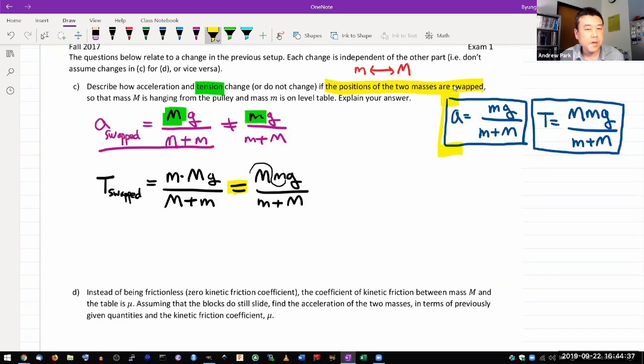So I guess how it works out is, if you were holding the masses in place, then the tension would have increased when the hanging mass was bigger. But because the acceleration is greater, that means for the mass that's hanging, the tension doesn't need to be as great as the weight of the thing hanging, because it's now accelerating down faster.